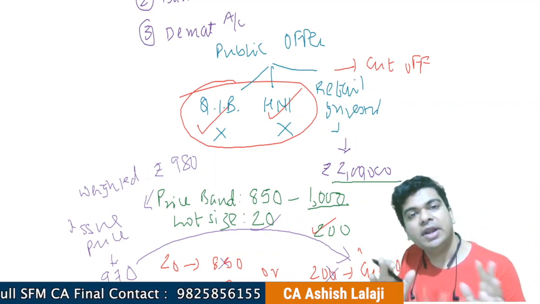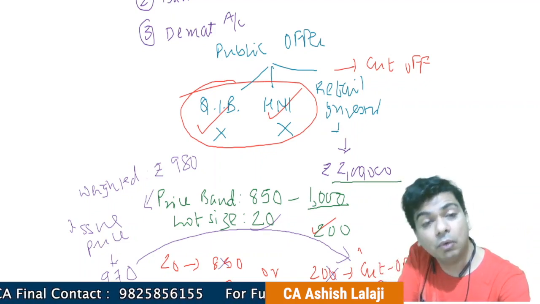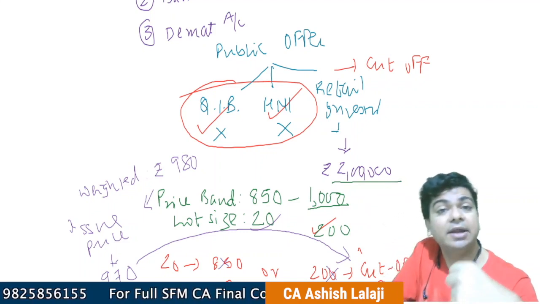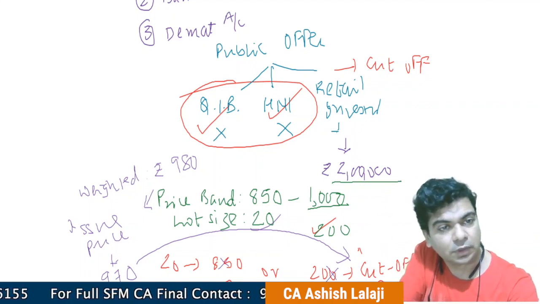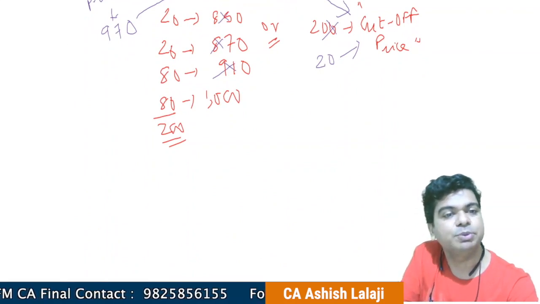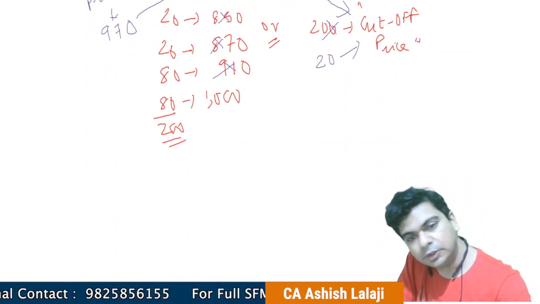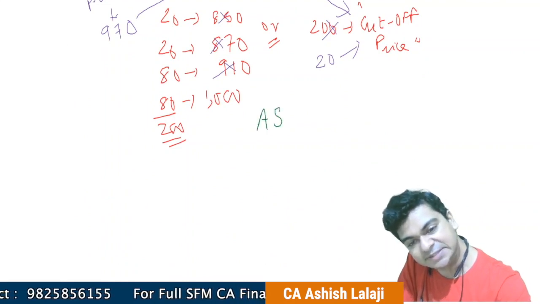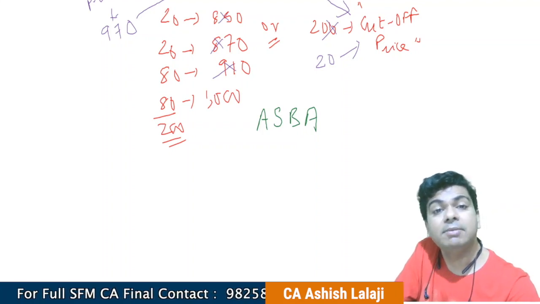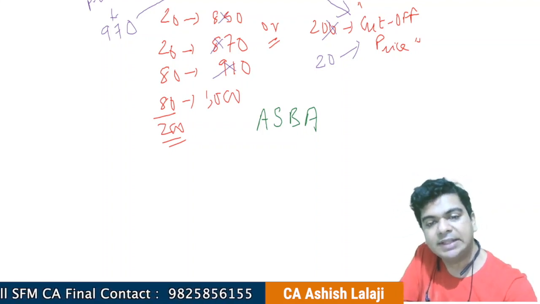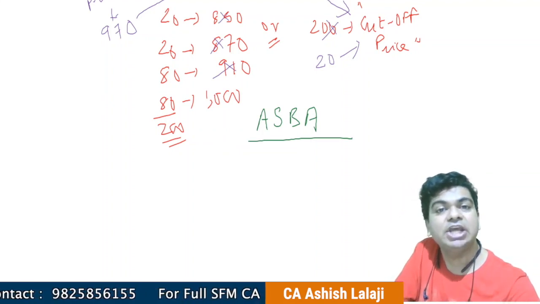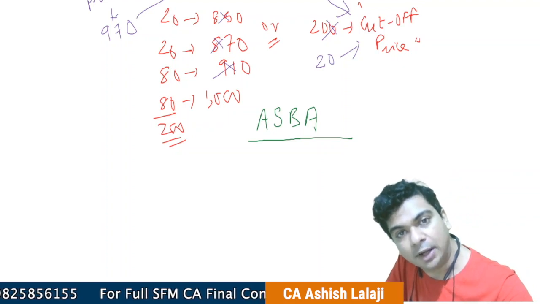So finally, once you are ready with this, you will have to go to your bank, and this entire process will happen through the bank. What we have to do is apply for what is known as ASBA. It is an application supported by blocked amount. We are calling that ASBA. Again, I'll repeat the full form: application supported by blocked amount.